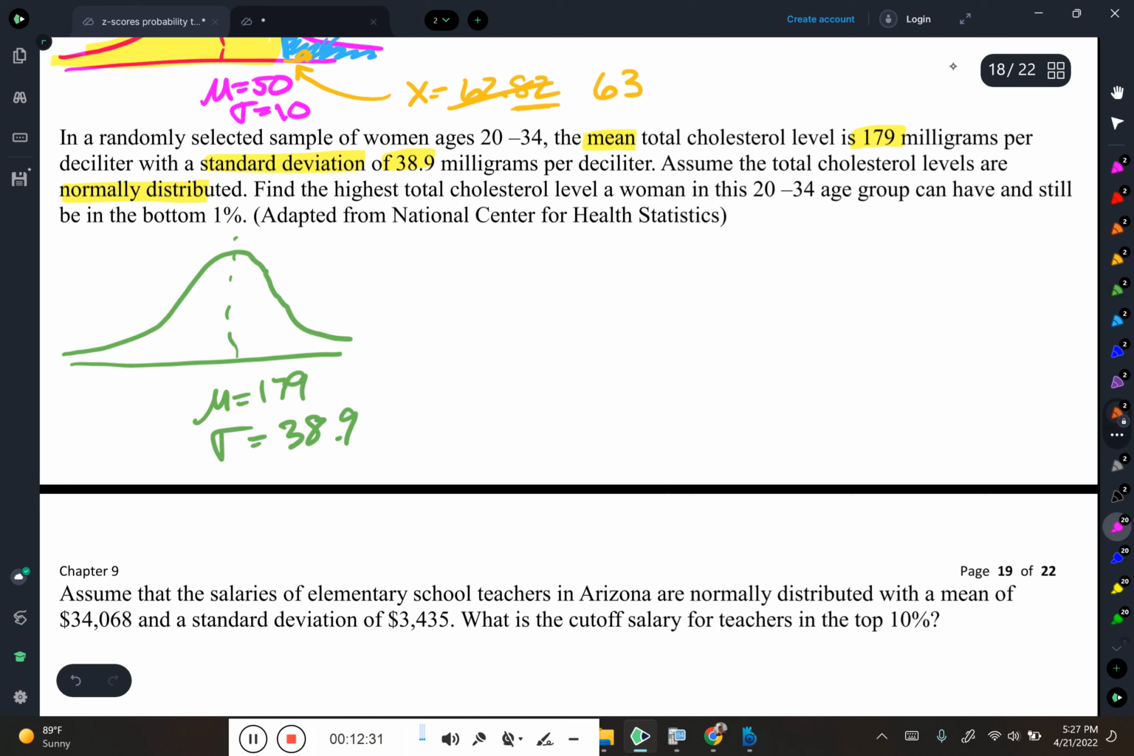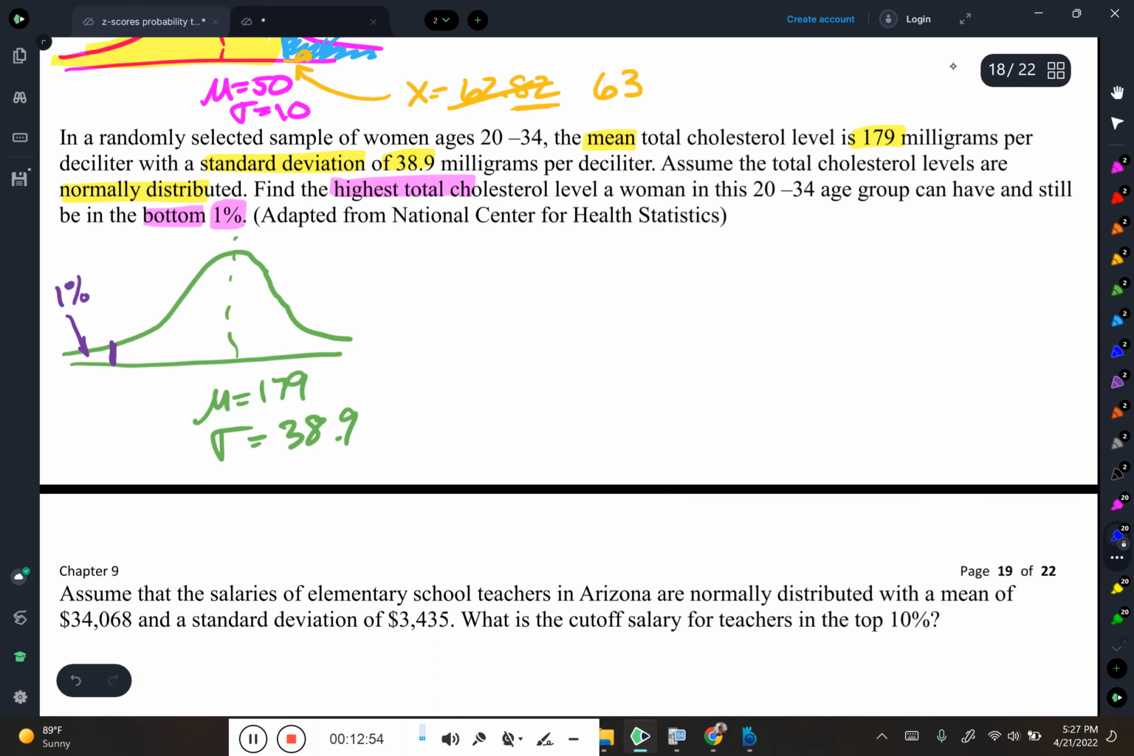What do they want me to do? They want me to find the highest total cholesterol level for women in this category and still be in the bottom 1%. I want the highest in the bottom 1%. So they want some number over here so that the area to the left is 1%. Clearly this is not to scale, but you get the idea.